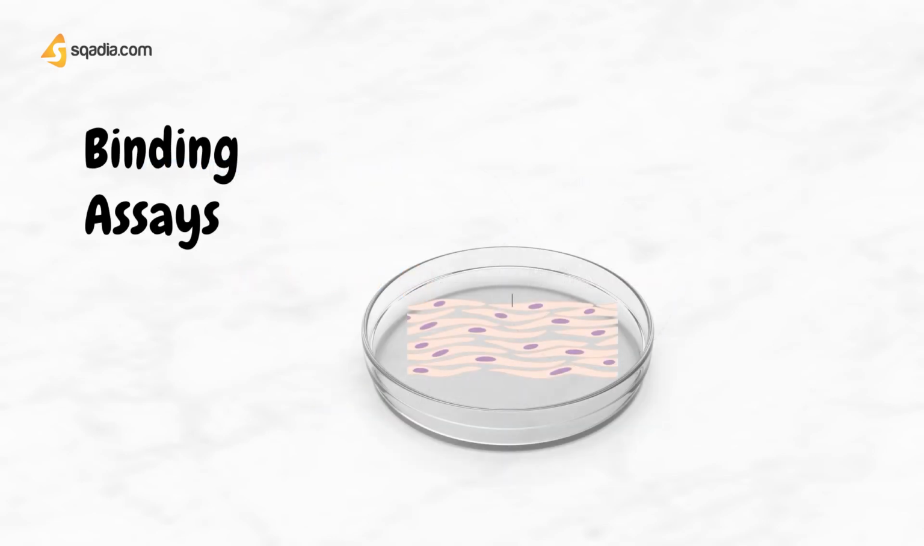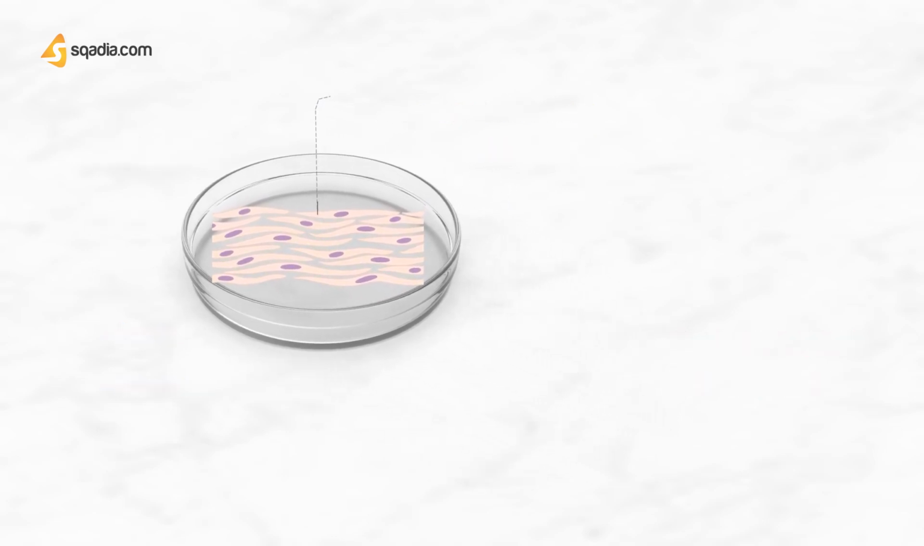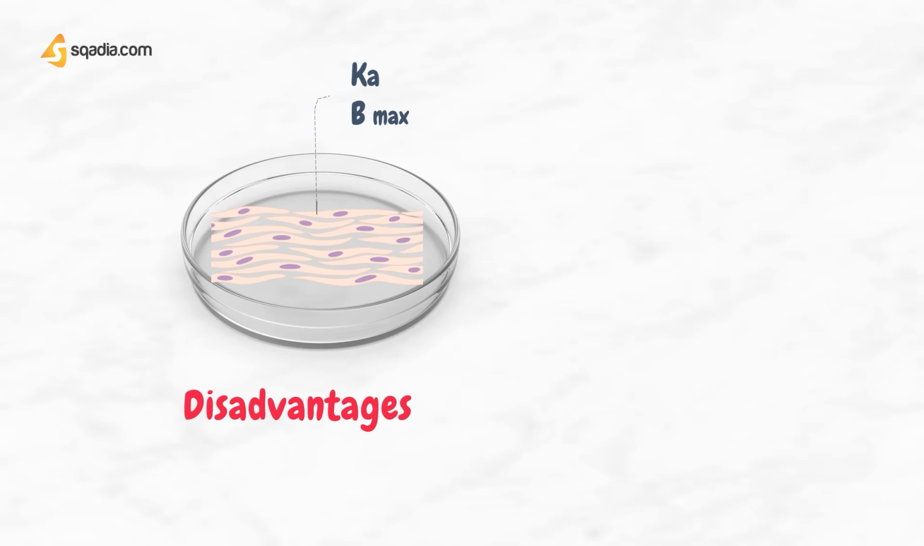Then we have binding assays. Binding assays are simple and very adaptable. Membrane fragments from homogenized tissues are incubated with radiolabeled drug, usually tritium or 3H labeled, and then recovered by filtration. After correction for nonspecific binding, the 3H drug bound to the receptors can be determined and estimations made of Ka and Bmax, the number of binding sites.